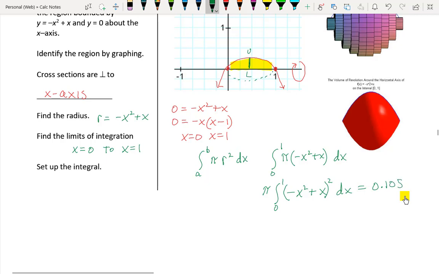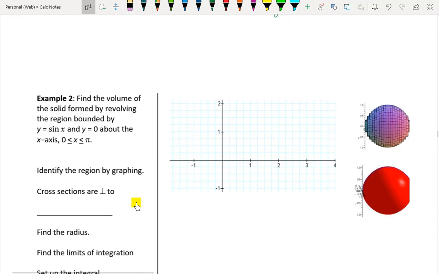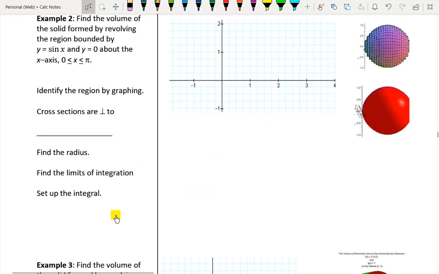0.105. Okay. So the only difference really between what we're doing here and what we were doing earlier in the unit was, now we're not just finding upper minus lower, we're taking that and spinning it around the x-axis, and so we're creating these little circles, and that's why we're using the formula pi r squared here.